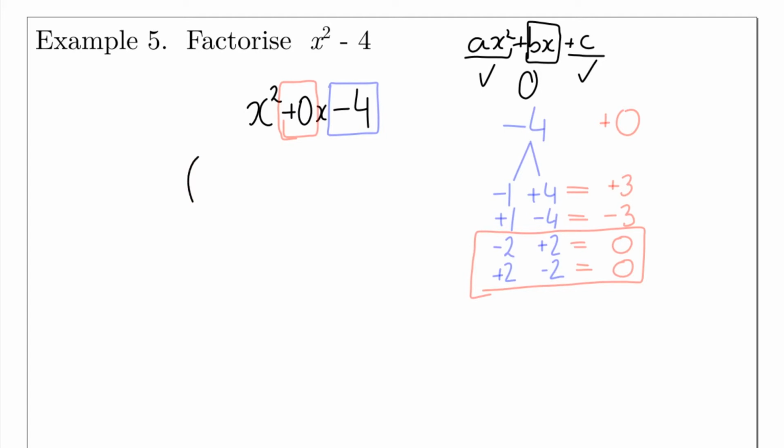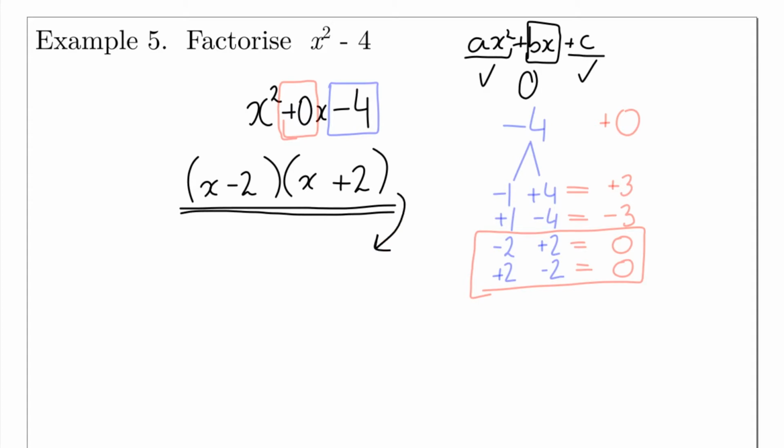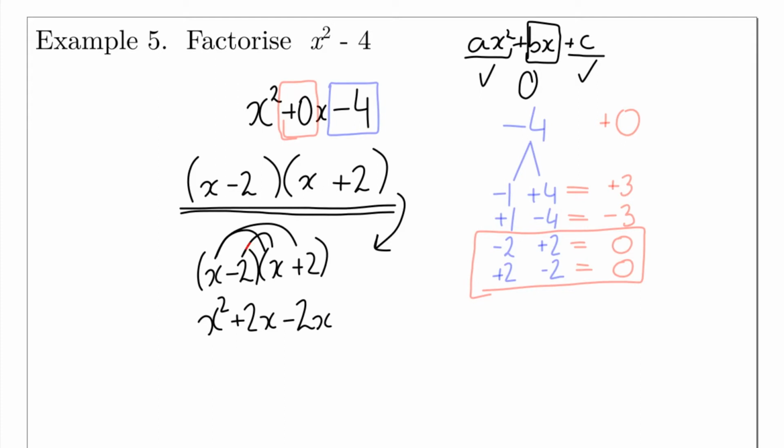So the final step is to write two brackets with x's in them, and to write these two factors in them, x minus 2, x plus 2. So the answer is x minus 2 in one bracket, x plus 2 in the other. Of course, we can always check if that's correct. And the opposite of factorizing is expanding, so we check by expanding this. x times x gives us x squared, x times plus 2 gives us plus 2x, minus 2 times x gives us minus 2x, and minus 2 times plus 2 gives us minus 4.